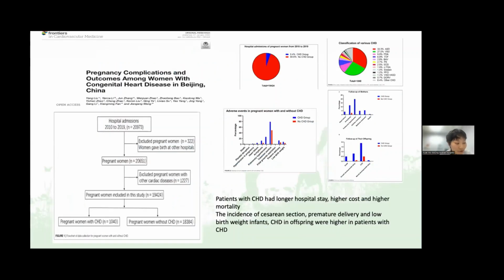So this is a retrospective study from Beijing Anzhen Hospital, including all hospitalized pregnant women from 2010 to 2019. We found that the patients with congenital heart disease had longer hospital stay, higher cost, and higher mortality, and the incidence of cesarean section, premature delivery, low birth weight infants, and congenital heart disease in offspring were higher in patients with congenital heart disease.